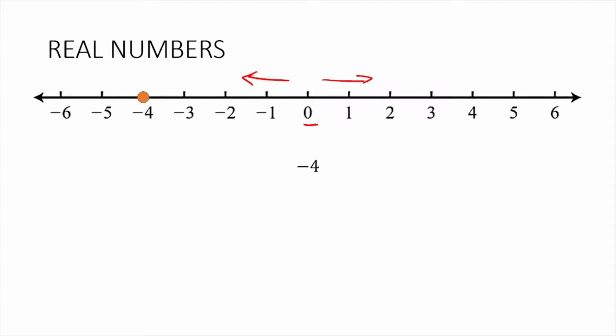Now, how about 1/2 or 0.5? This number is the midpoint between 0 and 1. So it's this point here, right? Therefore, it's also a real number. Now, let's say square root of 2.